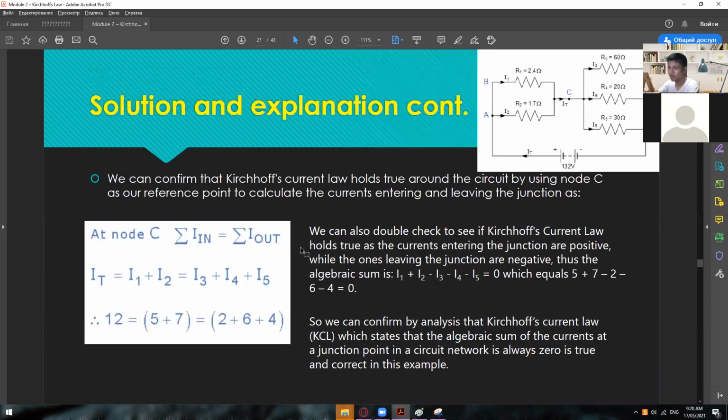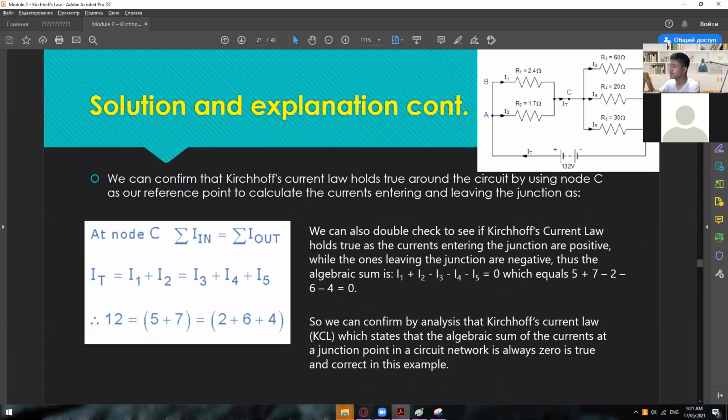Now, to verify that using KCL, we have I total is equal to I1 plus I2, which is equal to I3 plus I4 plus I5. Again, going in is positive and going out is negative. If you apply KCL at this node right here, we have I1 and I2 going in, and I total going out. From here, we can already verify that the values of your I1 and I2 are really correct.